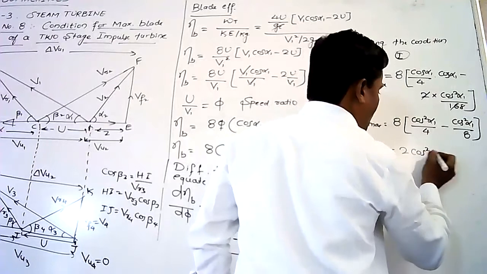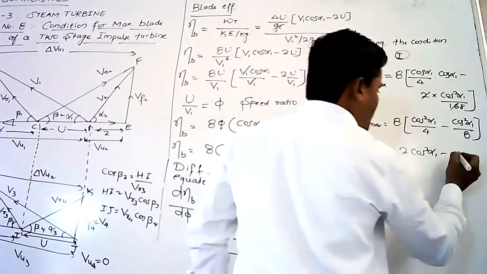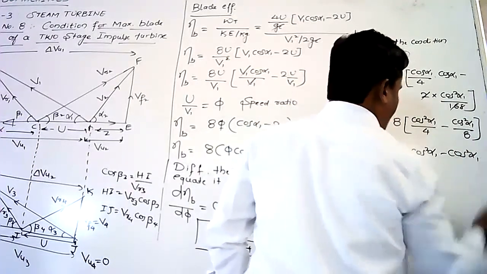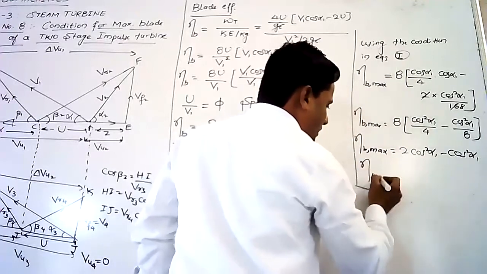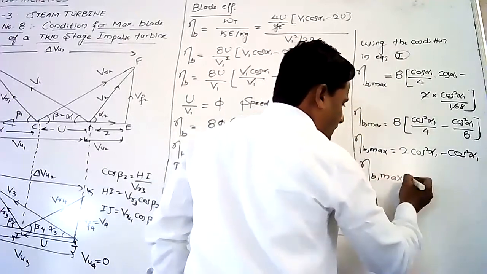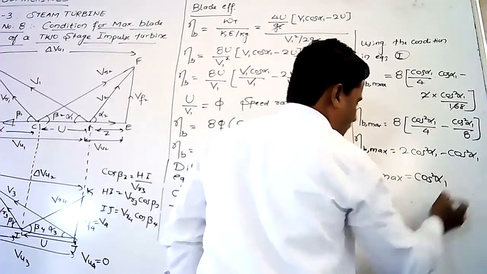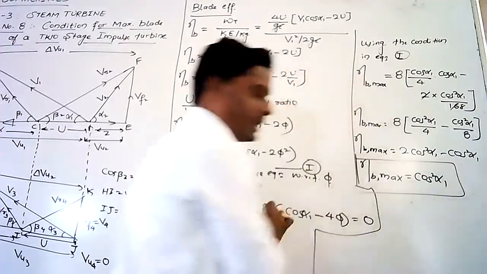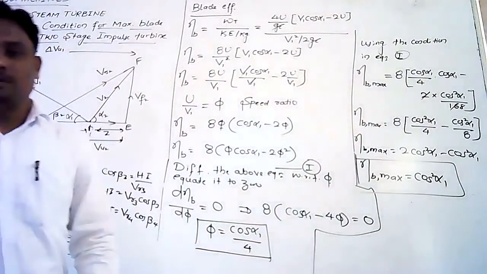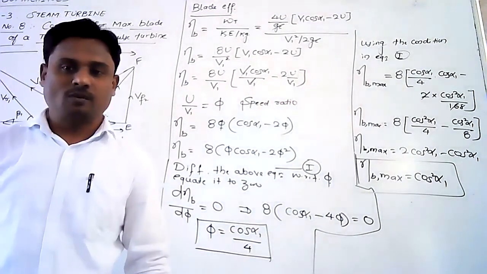The 2 cos square alpha 1 and the 8 will get cancelled. Finally we are left with the maximum blade efficiency equal to cos square alpha 1. So this is the final equation for maximum blade efficiency, that is eta B max equals cos square alpha 1.